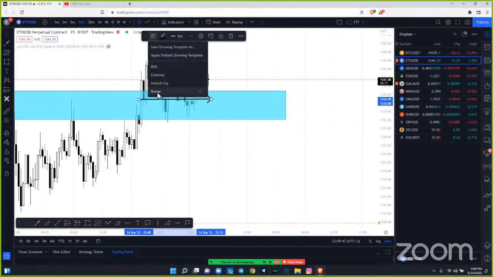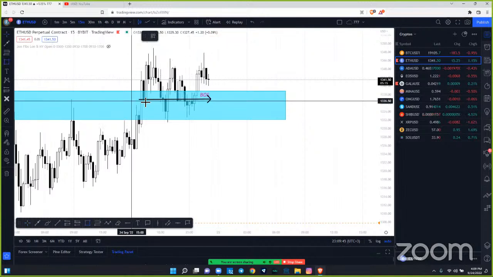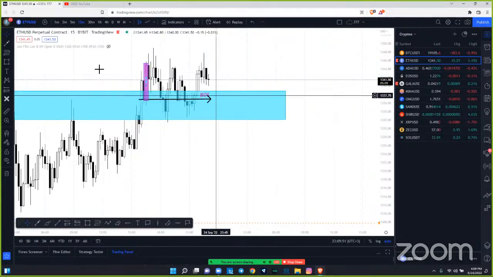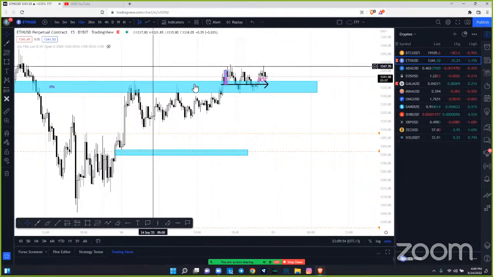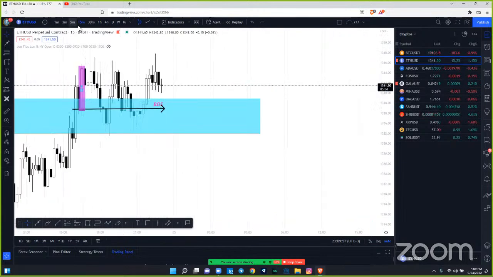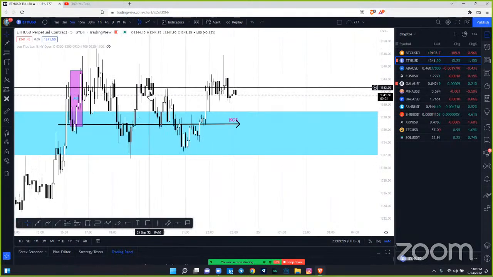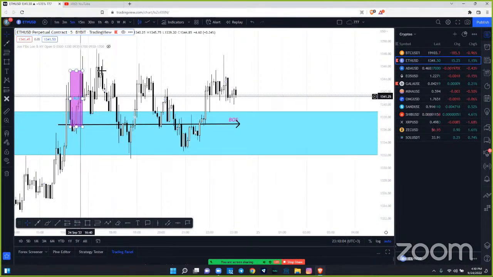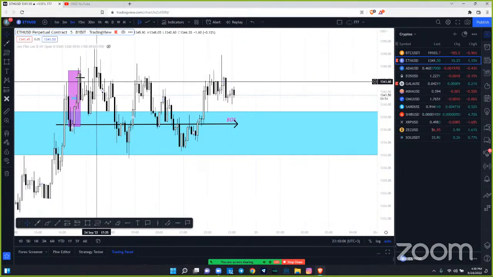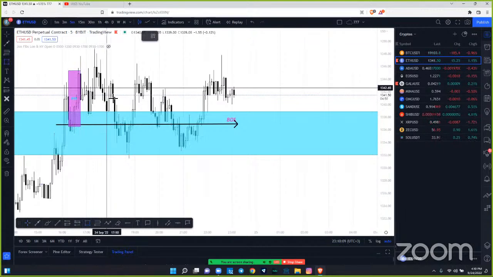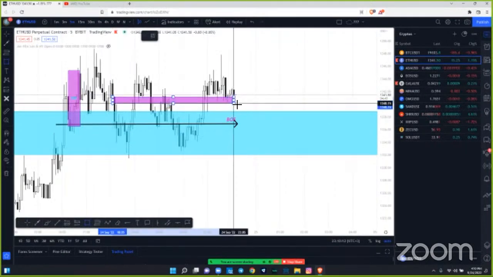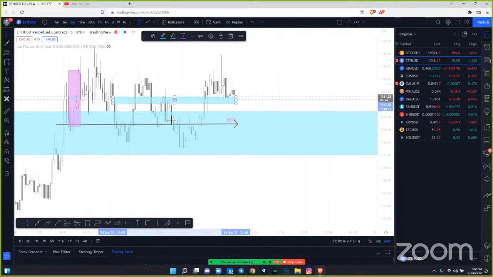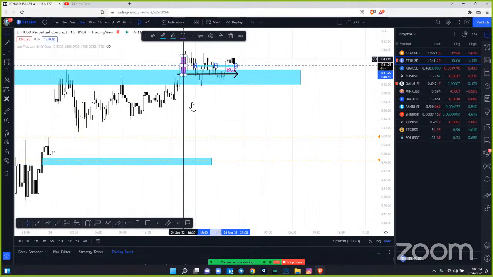So this is what I'm looking at. This is what I see as redistribution, as this point of interest here. What else do you identify? You identify imbalances. There's no imbalance on the 15-minute, but as you can see, it's a little bit higher. This is a 15-minute point of interest, and we did have an imbalance that was within there.